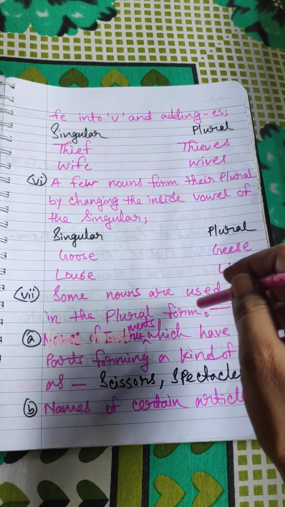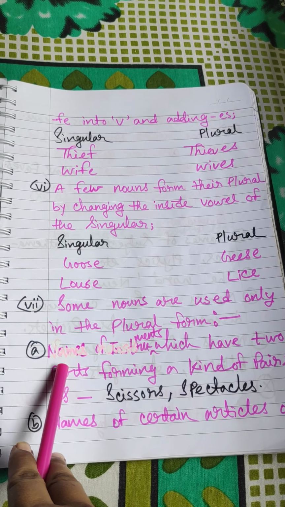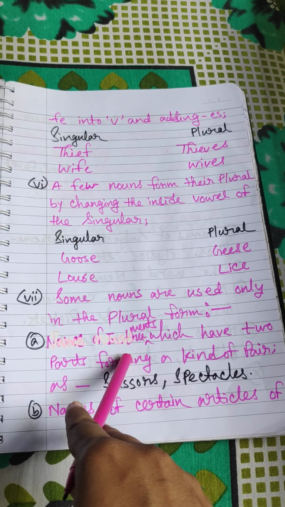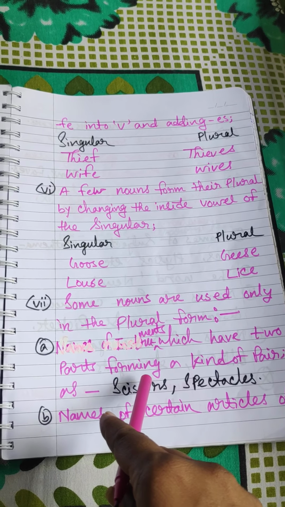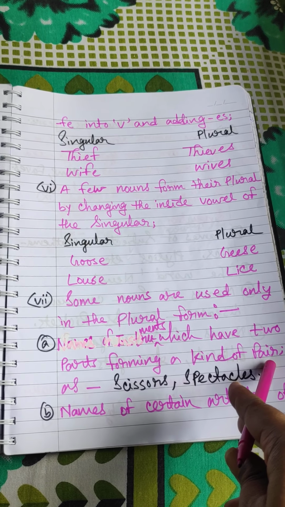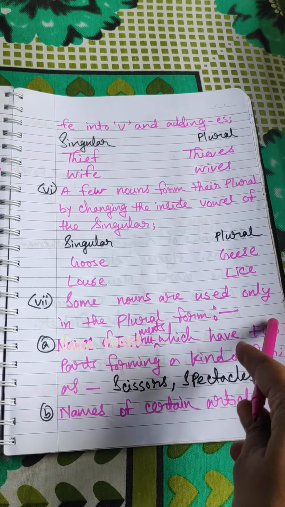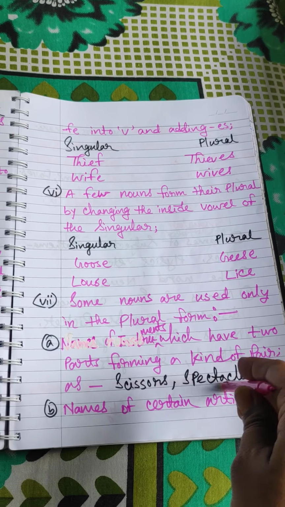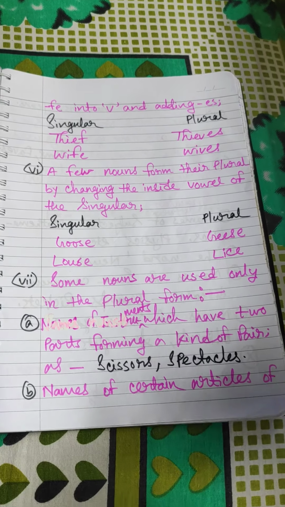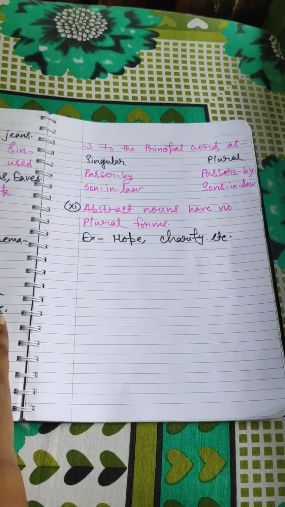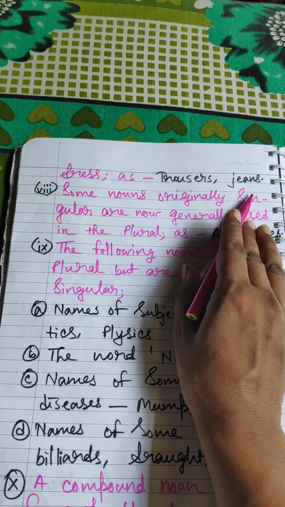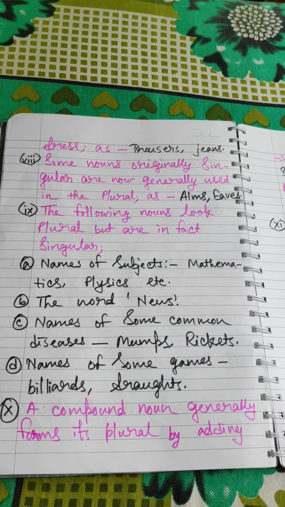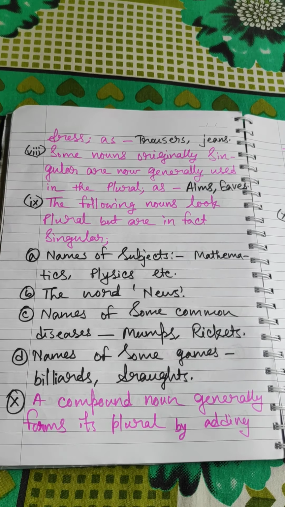Some nouns are used only in the plural form. Like names of instruments which have 2 parts forming a kind of pair. So these nouns are used only in the plural form. Like scissors, spectacles. So the names of these instruments are used only as plural forms. Names of certain articles of dress like trousers, jeans are also used in the plural form. Some nouns originally singular are now generally used in the plural like aunts, etc.